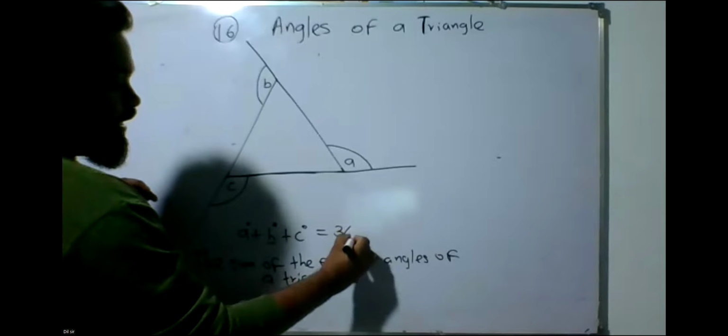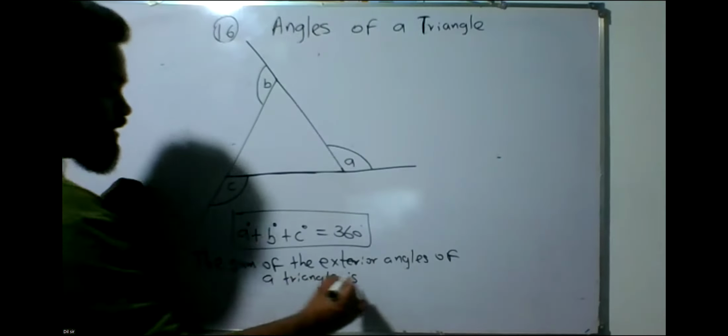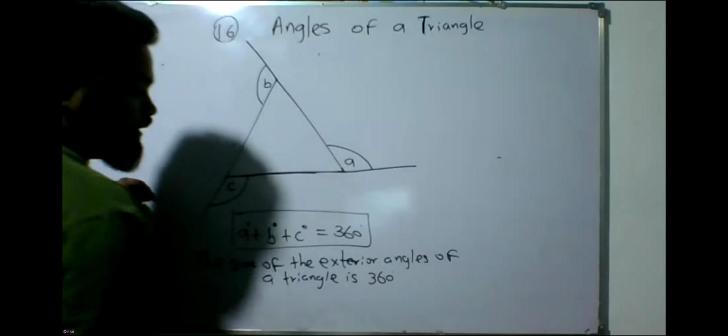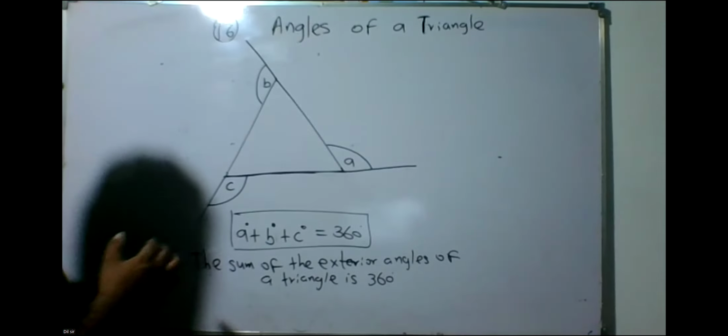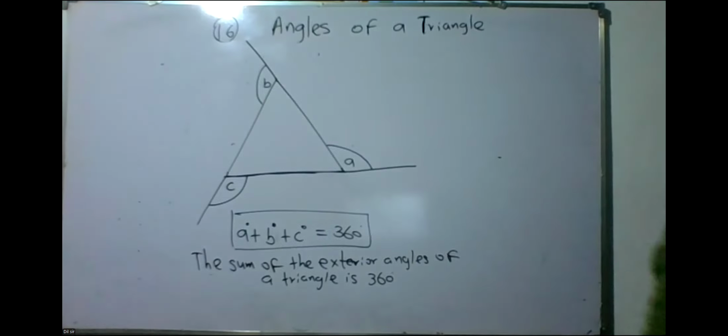Son, although the interior sum of a triangle is 180, the exterior sum is 360. Yes, thank you, Nuwantha. It is 360. The sum of the exterior angles of a triangle is 360 degrees. Take a screenshot and start to copy this.